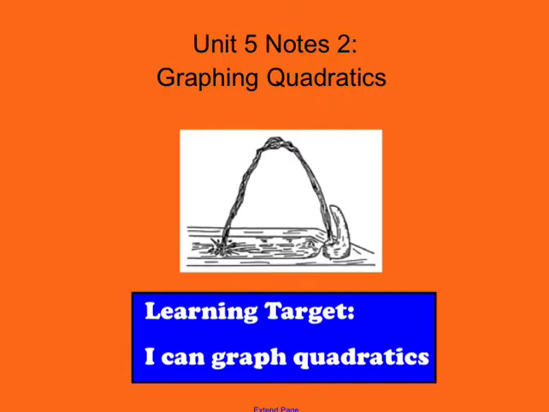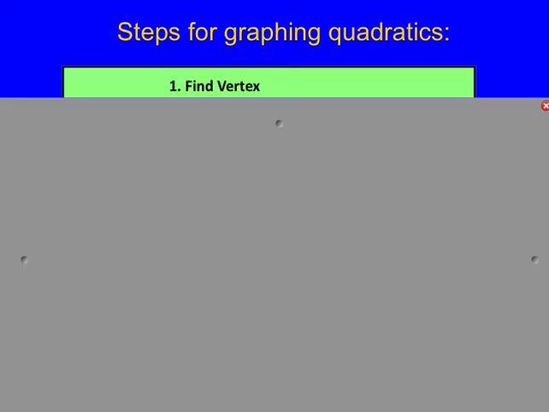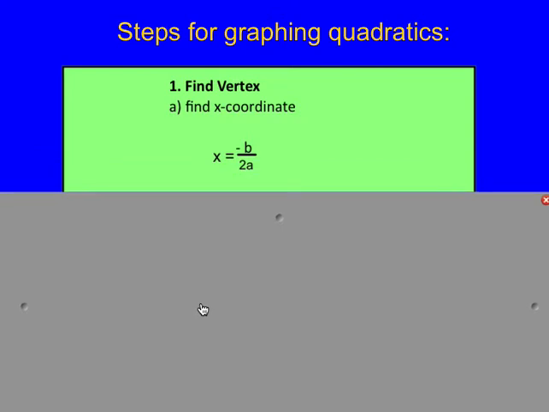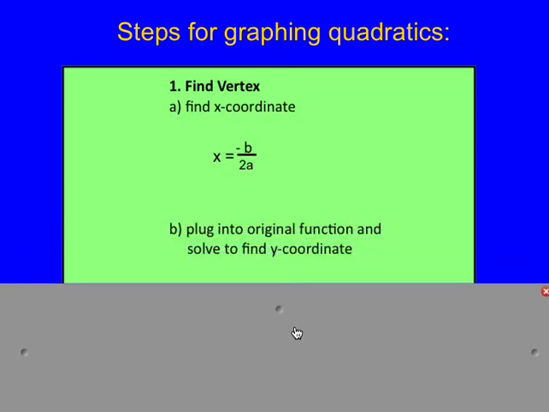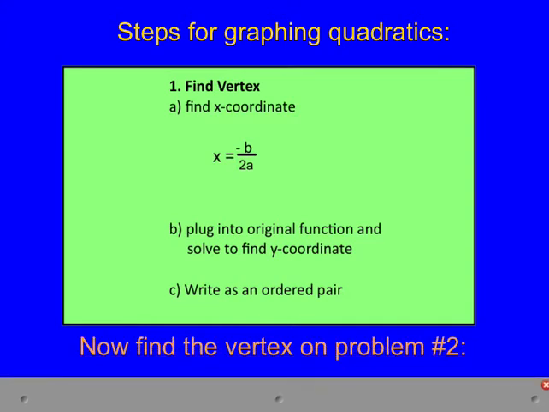So let's take a look at the steps for graphing a quadratic. The first step is to find the vertex. These are steps that we talked about yesterday. You're going to find the x-coordinate, which is going to be opposite of b over 2a. Then you're going to plug into the original function and solve to find the y-coordinate. Last but not least, you're going to write it as an ordered pair. This shouldn't be new, this is a review.